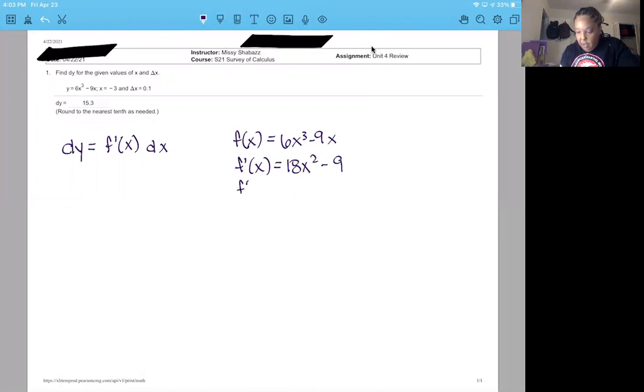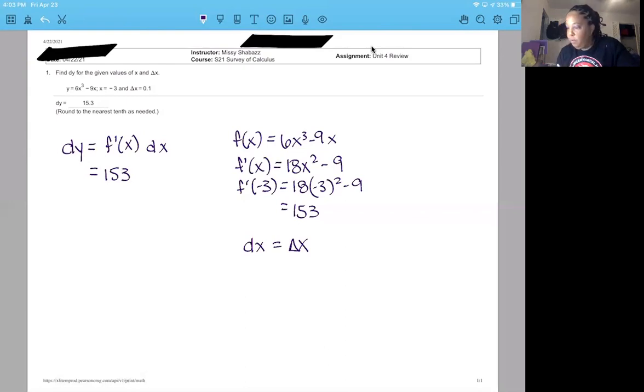F prime of negative 3 is 18 times negative 3 squared minus 9, which is 153. Now dx and change in x are equivalent. So this is going to be 153. Is that right? 153 times 0.1, which gives me 15.3.